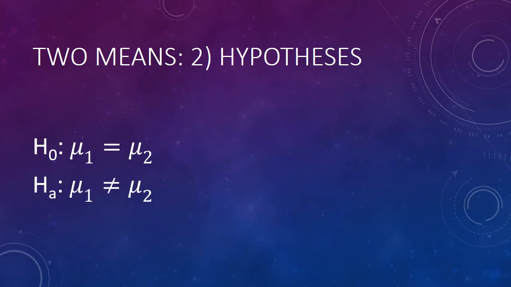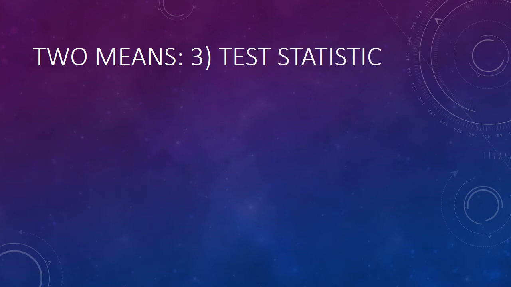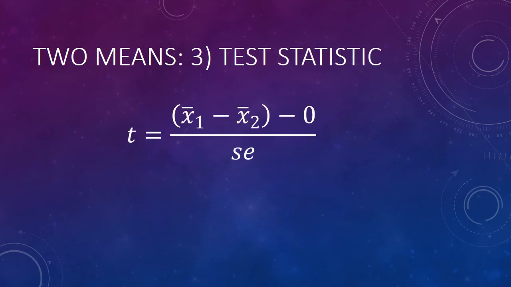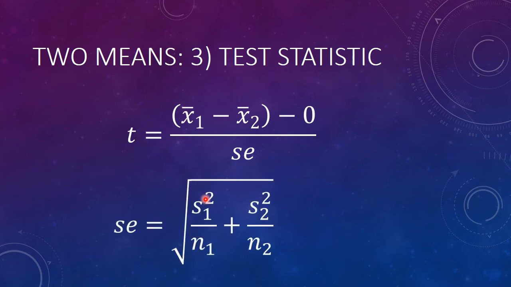On to our test statistic. Here we can take the difference in the sample means for the two groups and divide by the standard error. Now the standard error here is going to be a little different than before because we have a standard deviation for group 1 and a standard deviation for group 2. We need to combine them. So we'll take the square of each of these standard deviations and divide it by the sample size. Then we'll add those together and take the square root.